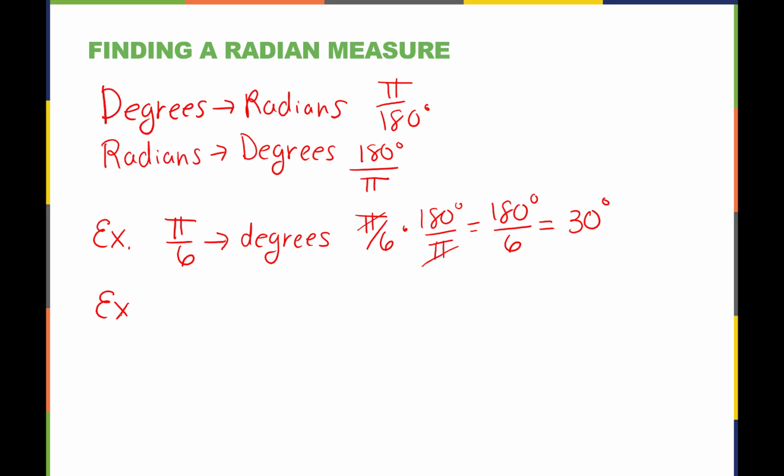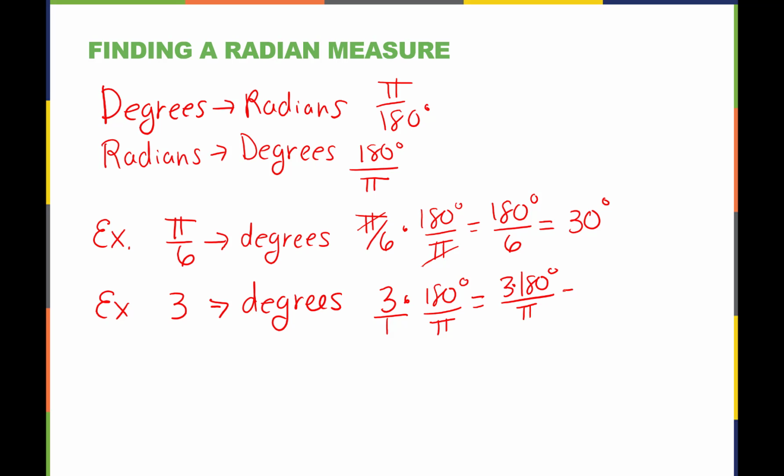Here's another example. Here's 3. I want to convert that from radians to degrees. So I'm going to take 3, and since I'm going from radians to degrees, I want to multiply 3 times 180 over pi. So I have 3 times 180 on top and divide by pi. When I put that in the calculator, that's going to give me approximately 172 degrees.